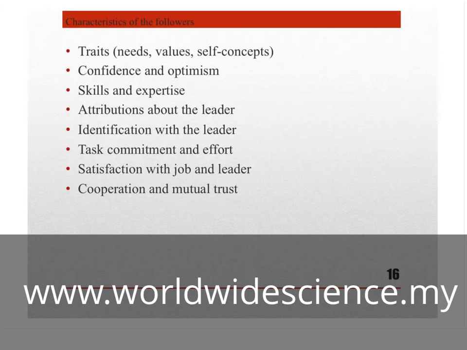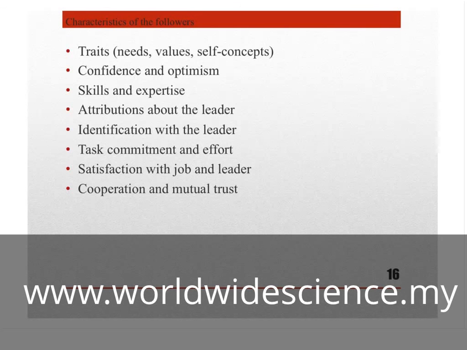And the followers also. The followers, they have their self-concepts, their needs, the values. They need to understand the values. They have certain needs. They have certain understanding. They need to have confidence and optimism, same like leaders, skills and expertise. They have attributions about the leader, understandings about the leader. They identify themselves with the leader, and they commit themselves to the task they are assigned. They commit themselves to the effort. That's correct, Mr. Faisal. The leader has his own behavior, but leadership behavior is something that he wants to have because he's role-playing as a leader.